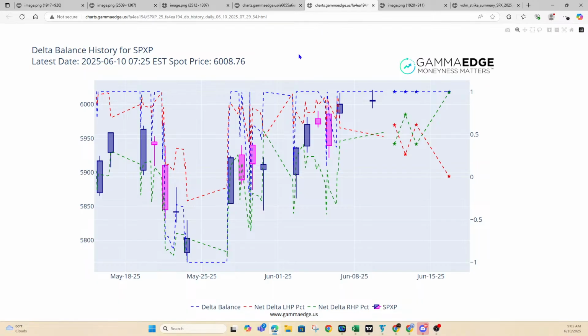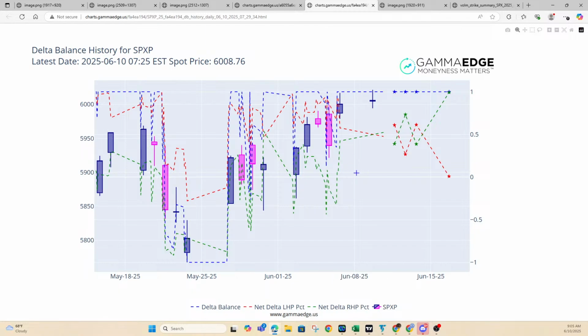Moving on to the SPXP delta balance, we're just separating the overall option structure above and below spot price. This just gives us a greater granularity of how market participants are positioned above spot price and below spot price. We reference these as right hand plane above spot price and left hand plane below spot price. And then our delta balance is just the aggregate, which is the blue line.